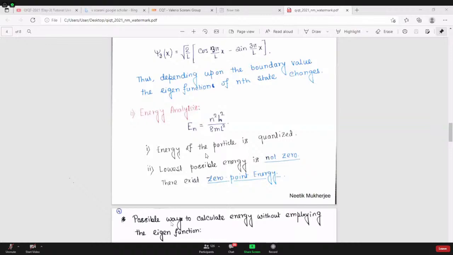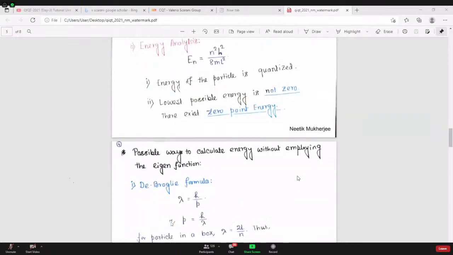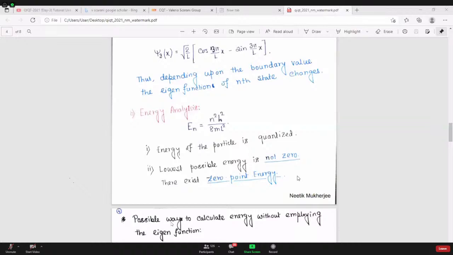Now this energy is the minimum energy, because n equal to 1 is the lowest state, and for that state you have energy h square by 8 m L square, and this is your minimum energy, and it is called the zero point energy. Why zero point energy? Because if you cool the system to T equal to 0, that means absolute zero temperature, then it will still have that amount of energy. Okay. Now if you have any further questions, then I will go.